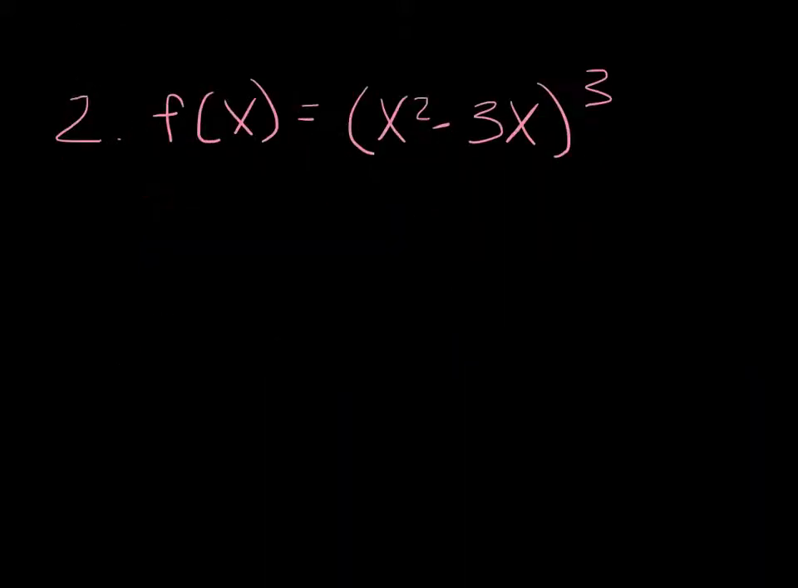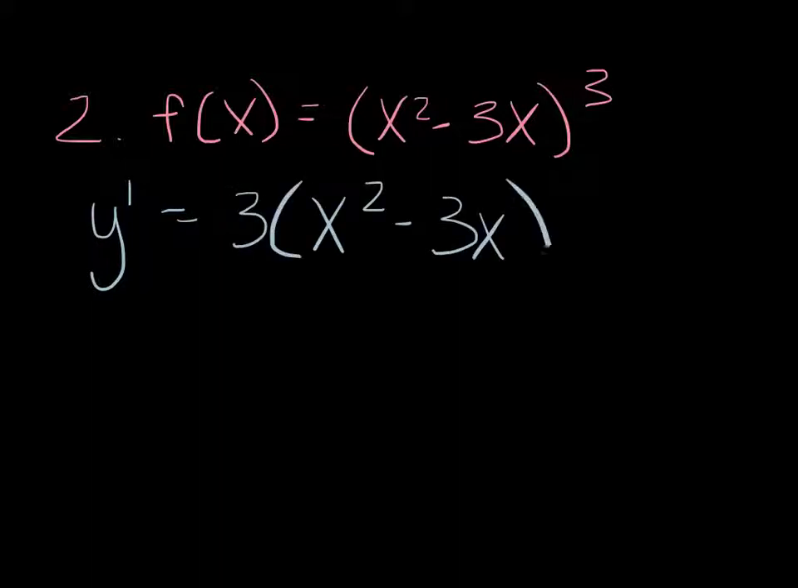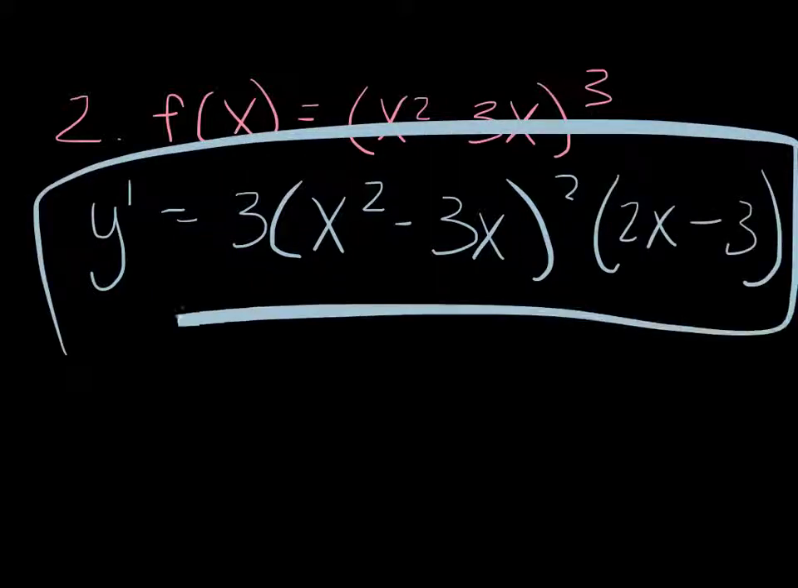Here's another example. We multiply by the outside first, and then the inside, 2x minus 3. And that is that.